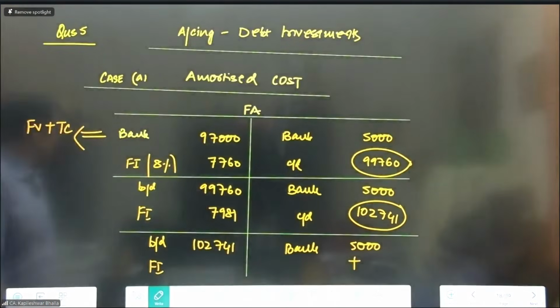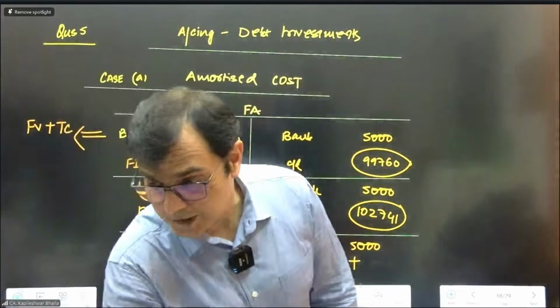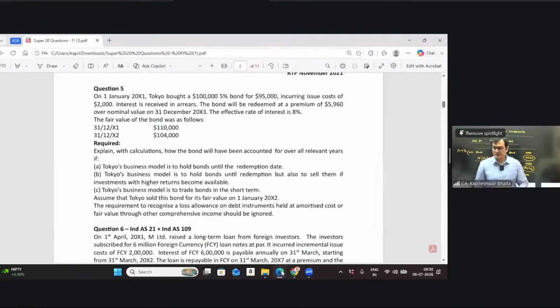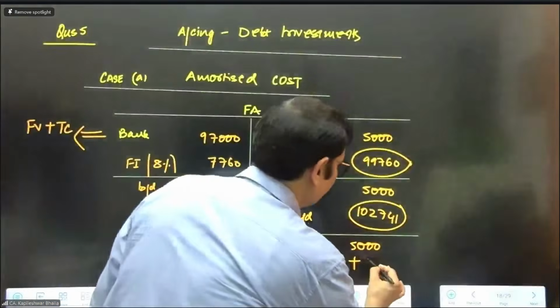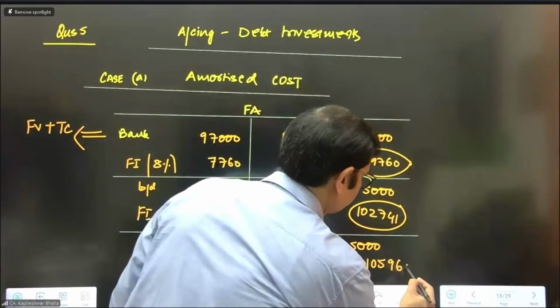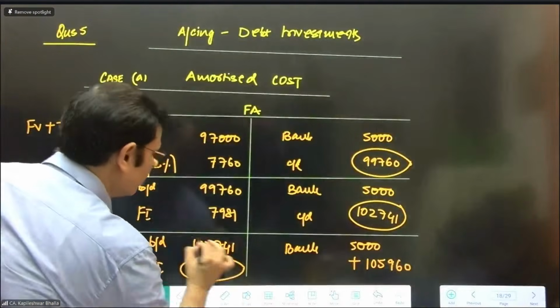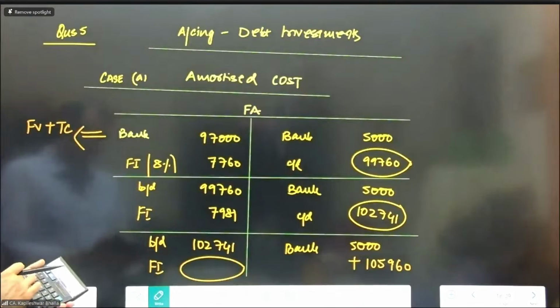And I guess as per the instructions in the question, if I take you back, the instructions in the question is clear. It says we're given that the bond is redeemed at a premium 5960 over and above the face value. So on 1 lakh rupees, there will be a 5960 premium. So you will receive 105,960. So let's get the finance income as a balancing figure.